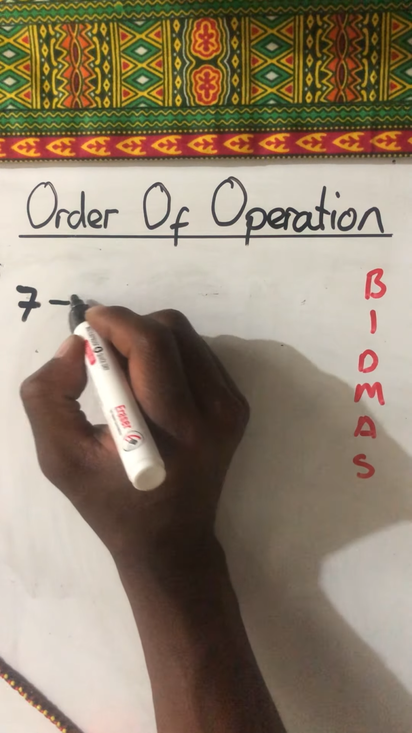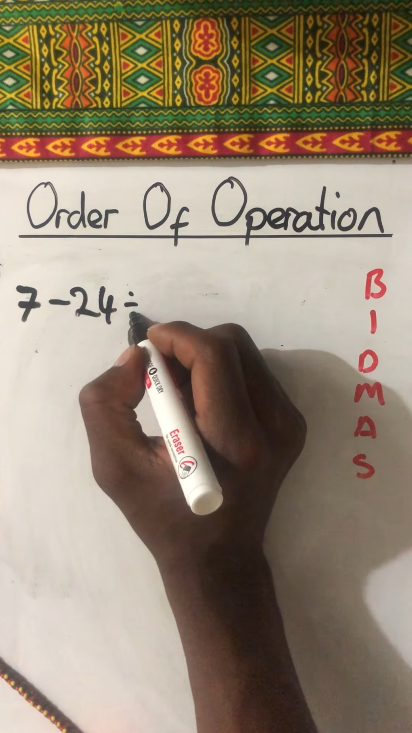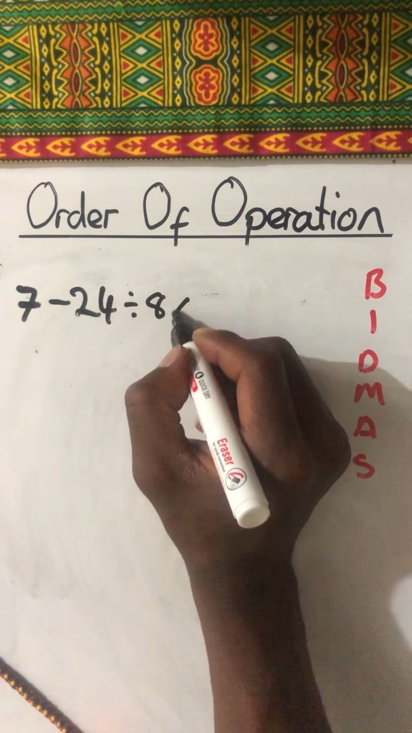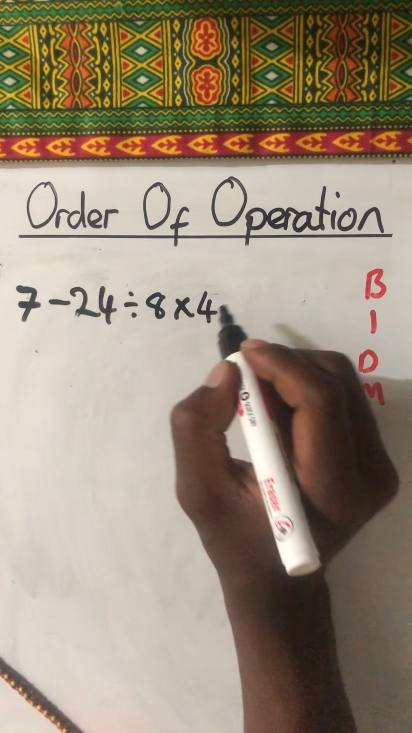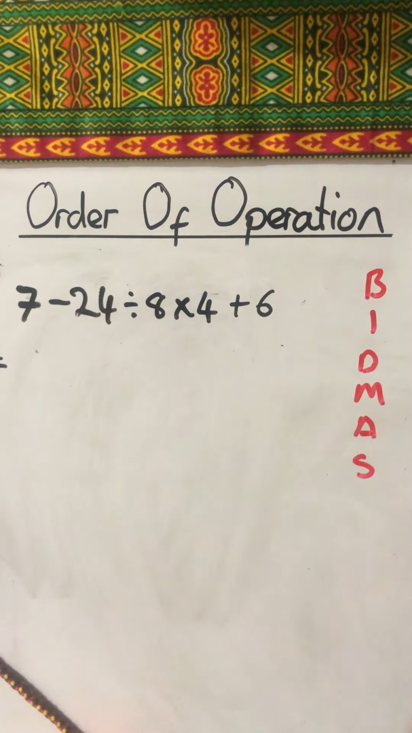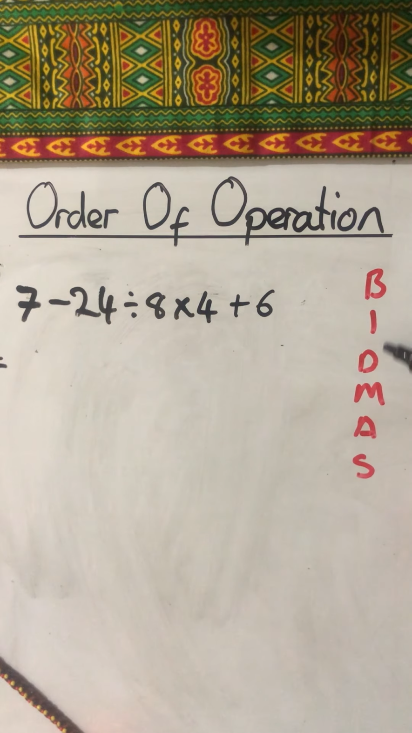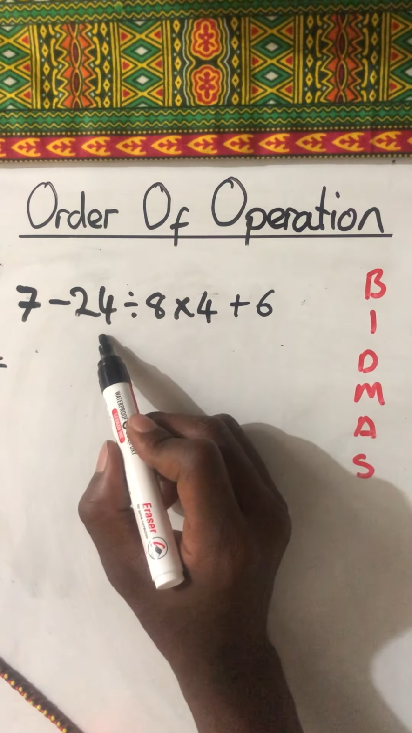7 minus 24 divided by 8 times 4 plus 6. Right, so we are going to look at our expression and compare it with the rules we have here. Do we have any brackets? No. Do we have any indices? No. Do we have division? Yes. So we start with division.